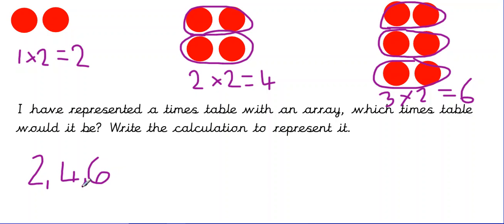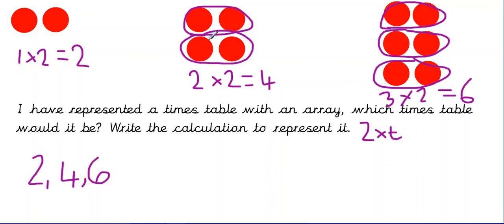Okay, which times table is that? 2, 4, 6. Which times table have I represented there? That's right, I have represented the 2 times table. Okay, I've just done it in arrays.